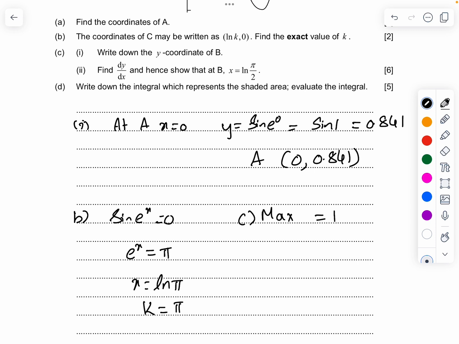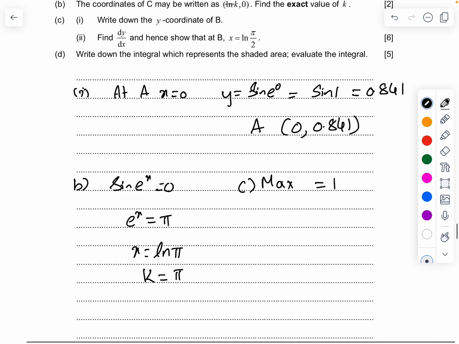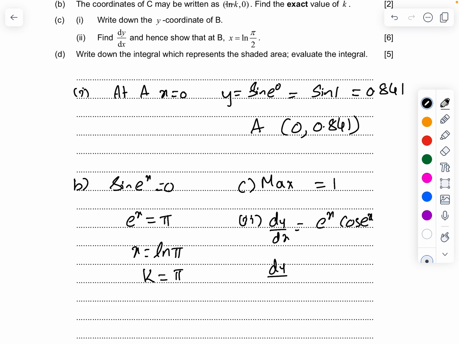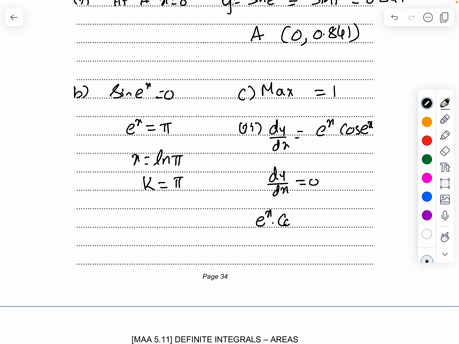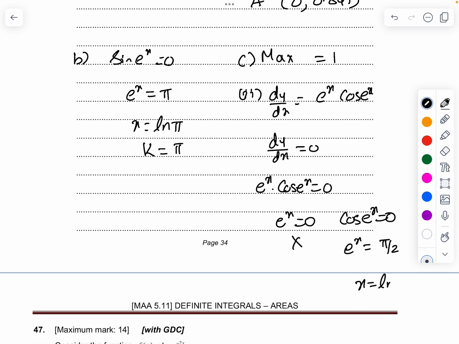Find dy by dx, and show that at B x equals ln pi by 2. So dy by dx will be equal to e power x cos e power x. So dy by dx should be equal to 0 at the maximum point. So e power x cos e power x equals 0. So e power x equals 0, which is not possible. Cos e power x equals 0. So e power x should be equal to pi by 2. So x equals ln pi by 2.